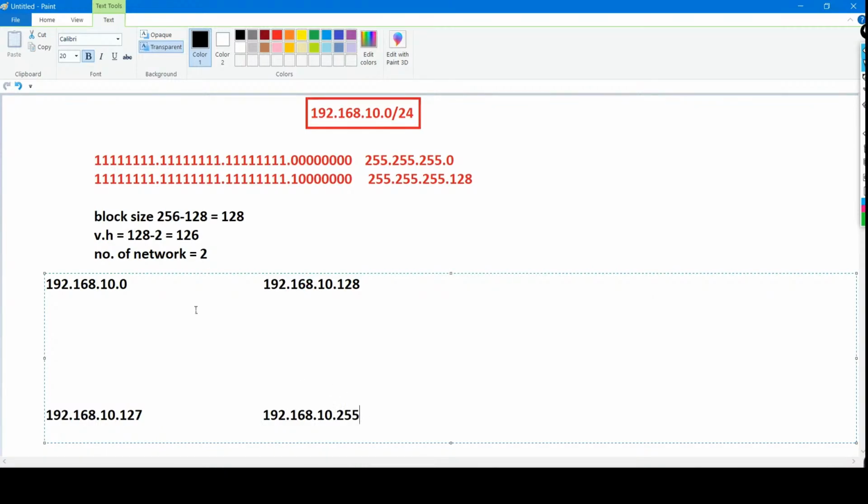This is the first network and this is the second network. This is the first network ID and this is the second network ID. This is the first broadcast ID.